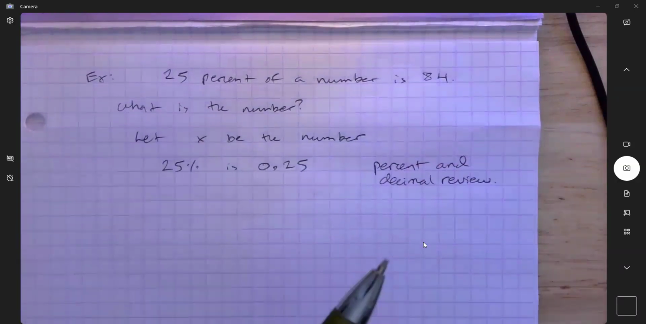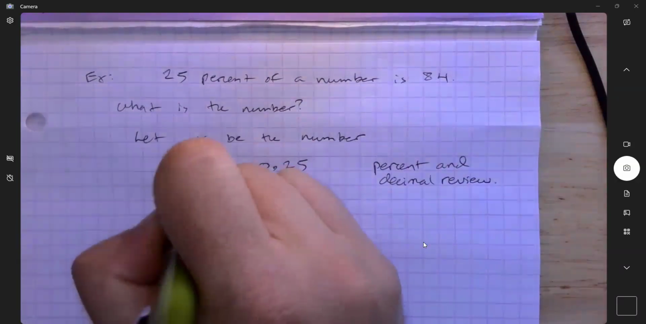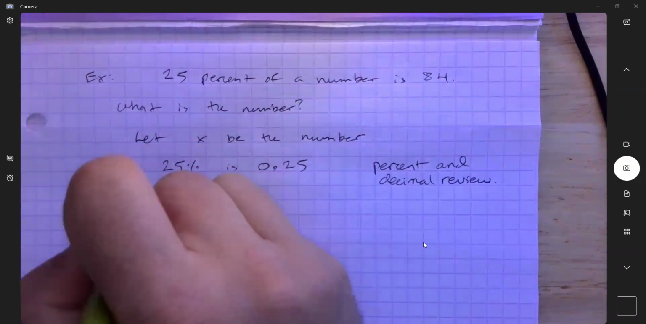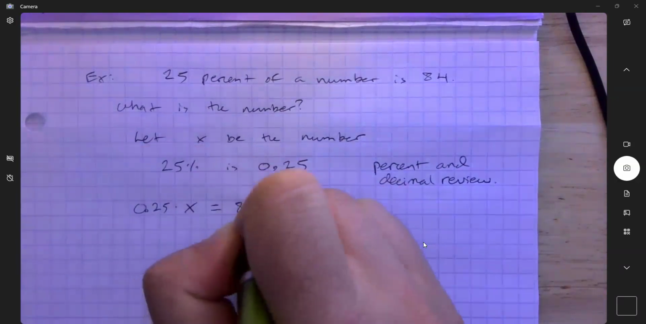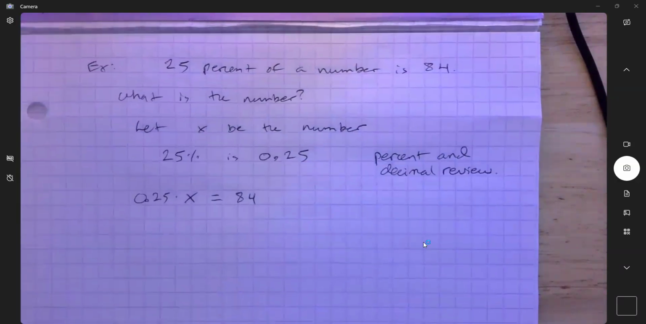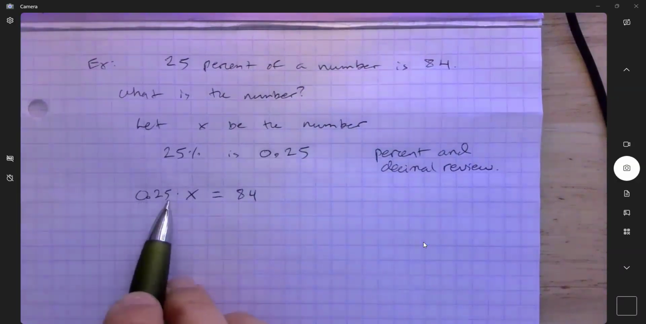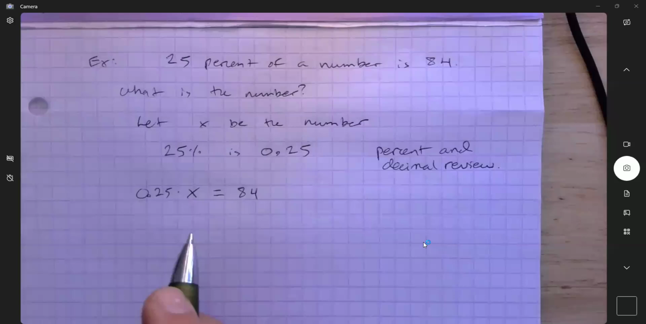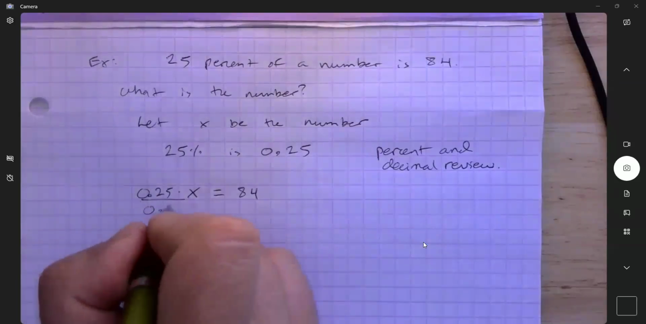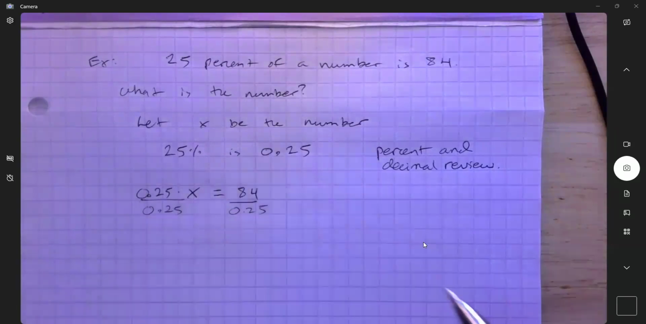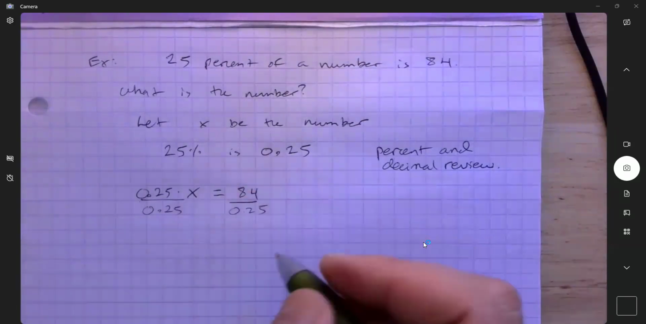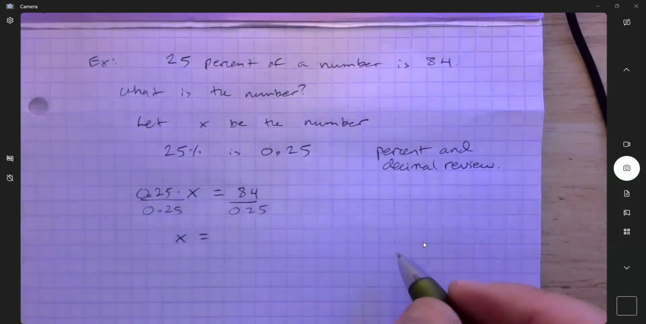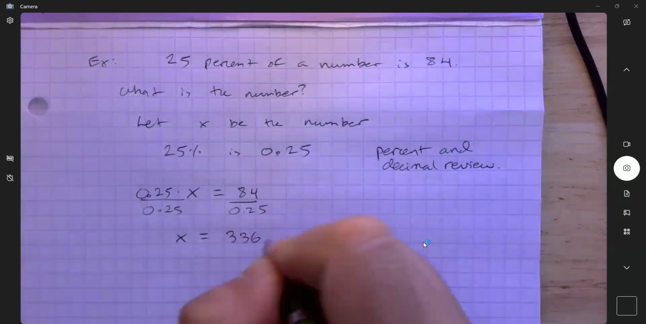But 25% is 0.25. So I have my number X, and if I take 25% of it, so I multiply by 0.25, I'm going to get 84. 25% of my number is 84. Now, if I want to solve for X, I could grab my calculator and divide both sides by 0.25. Nothing wrong with that. And I get X equals, calculator will tell me that's 336, I think.